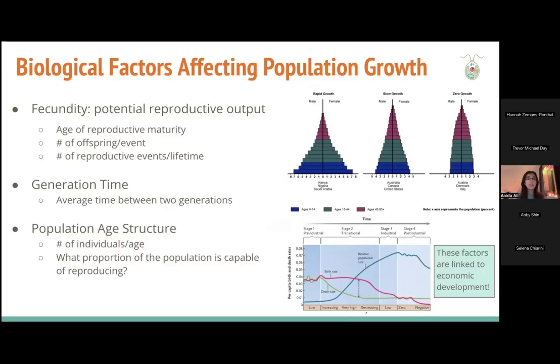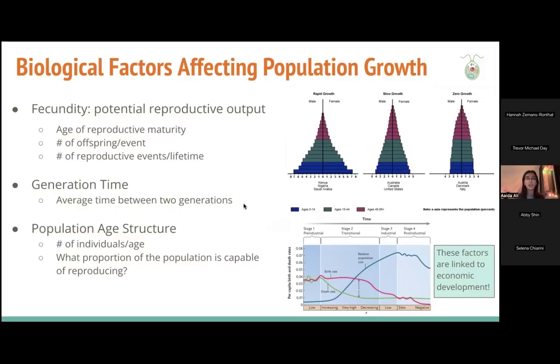And finally, we also have population age structures. And so these are the number of individuals per age group. And so what proportion of the population is capable of reproducing? And so we have population pyramids. The big takeaway of these pyramids is that if the base is bigger than the older proportion of the population, that means that more individuals, as time goes on, will reach reproductive maturity.